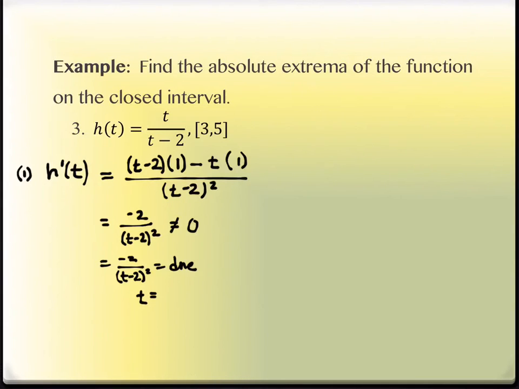What t value will make this not exist? Yeah, say it louder, Tyler. 2. What's wrong with 2 here? You get a 2 in the denominator. When we put the 2 in, we get a 0 in the denominator, right? That's a problem. t equal to 2. Now, the reality is that in step 2, when I try to plug in t equal to 2, what happens?